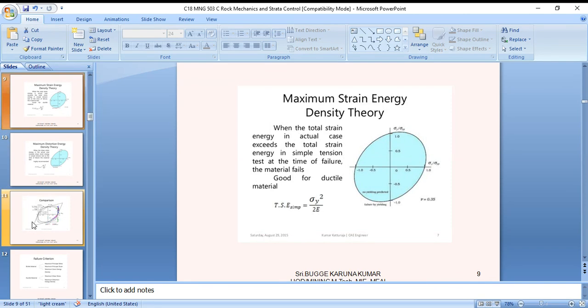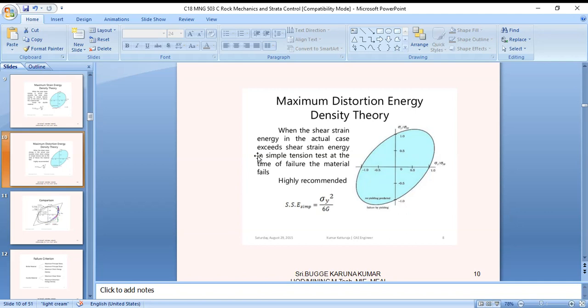Another theory is the maximum strain energy density theory, which is also used. The Mohr circle is also shown here. When the total strain energy in an actual case exceeds the total strain energy in a simple tension test at the time of failure, the material fails. It is good for ductile materials. The value is sigma y square by 2E.